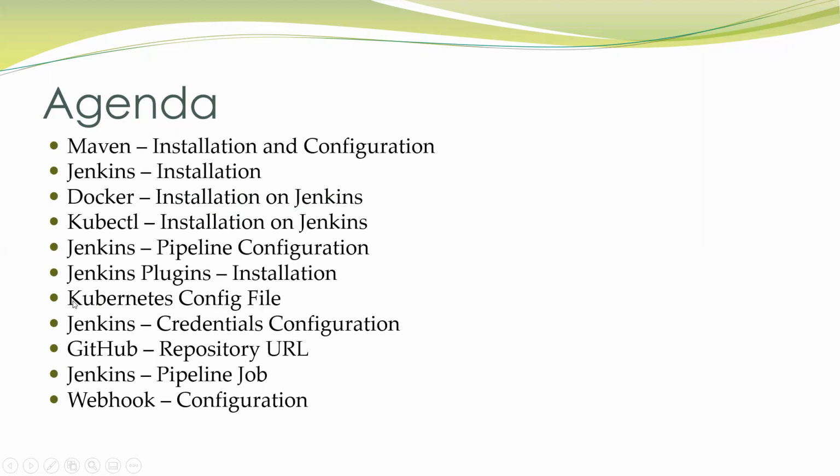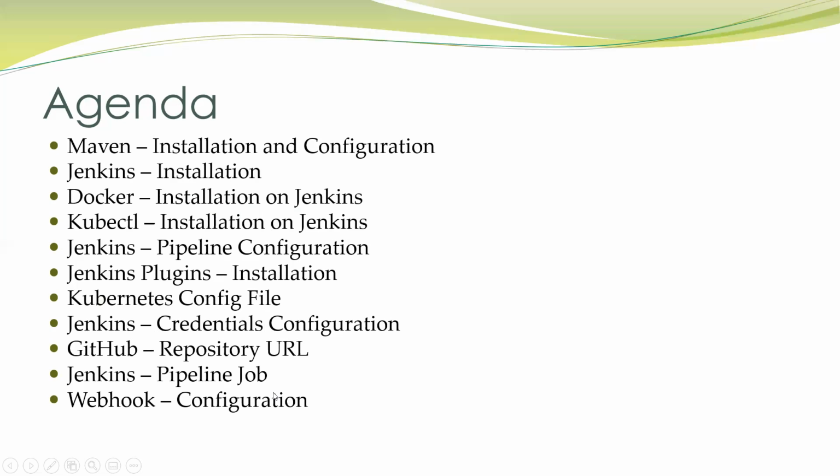And after that, we will discuss the Kubernetes config file because we need a config file here. This config file is available on the Kubernetes master server. So we will take it from there and use it in the Jenkins credential configuration. I will show you this thing over there. And after that, we will use the GitHub repository URL and create a pipeline job. After creating the pipeline job, we will run it manually, but once it runs, then we will use the webhook configuration and we will run everything automated. So I will show you this thing also.